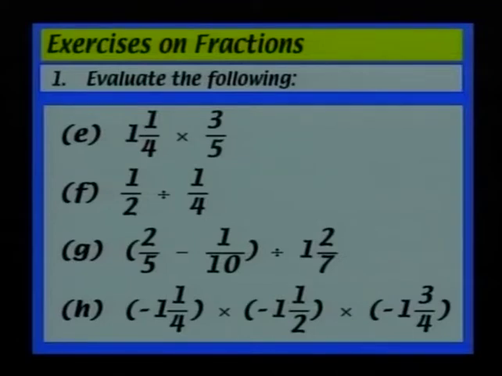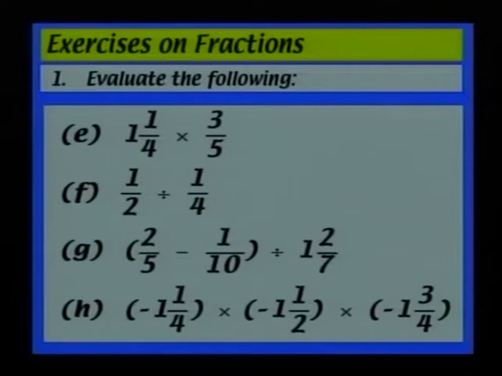1 1/4 times 3/5. It can't be 4. Did you say 4? It can't be 4. Is that the one or you have a different one? 1 1/4 times 3/5. It can't be 4. Siegfried? 3/4. 3/4? You all agree? Yes, it's supposed to be 3/4. That's 5/4 times 3/5. You can cancel the 5 and you get 3/4.